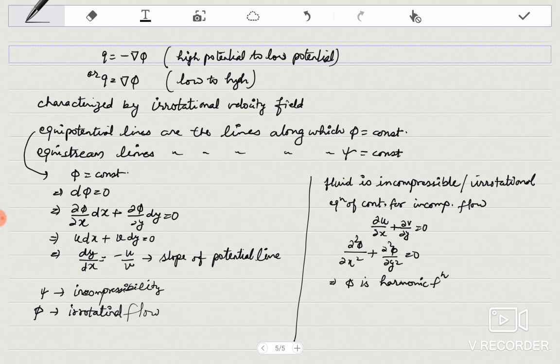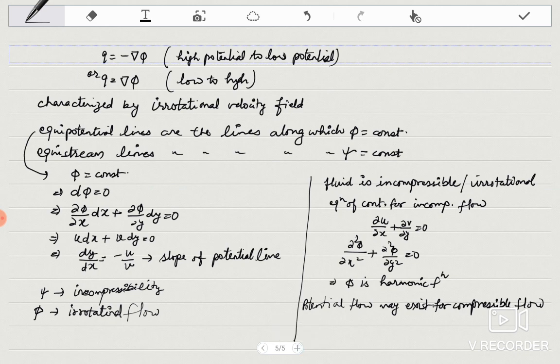It simply means that phi being a harmonic function is not necessary. Phi will be a harmonic function only when your fluid is incompressible as well. So it implies that potential flow may exist for compressible flow as well. Potential flow exists for compressible as well as for incompressible flows.